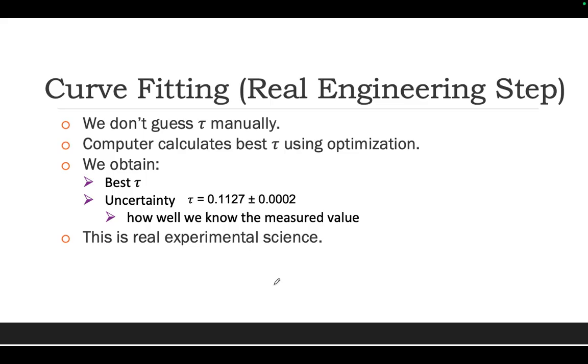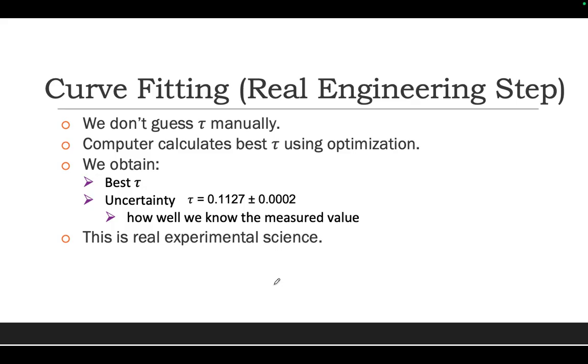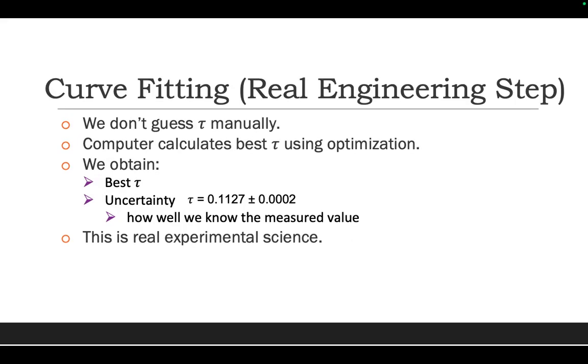And then this is curve fitting. In real applications, we mostly don't know the RC of a specific circuit. This circuit may be a black box, and we don't know that, but we know the input and output. We know this equation, so we can calculate this tau. We don't guess tau manually. We will compute the best tau using optimization.